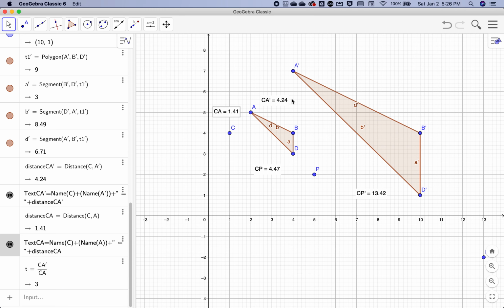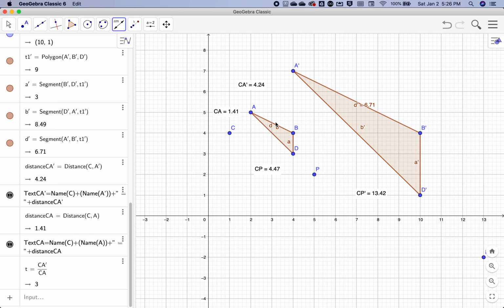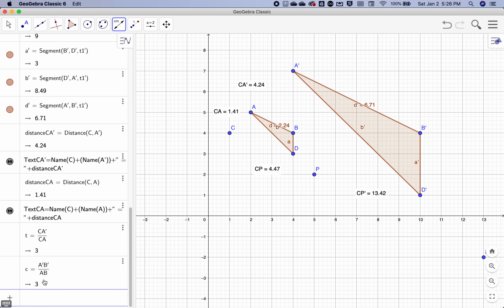But now let's check the scale factor of these two similar triangles that were created. Okay, so let me move this out of the way. So we're going to find the length of this side, A prime, B prime, and AB, and compare those ratios. So this one's 6.71. This is 2.24. Can you see it? What do you think that's going to be? And yes, the answer is what you expected. The side lengths have also changed by the same factor that the scale factor of the dilation was.